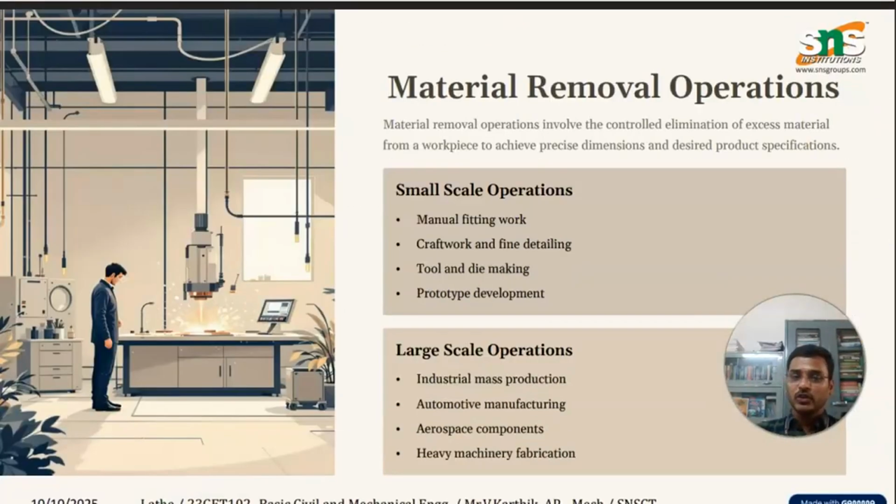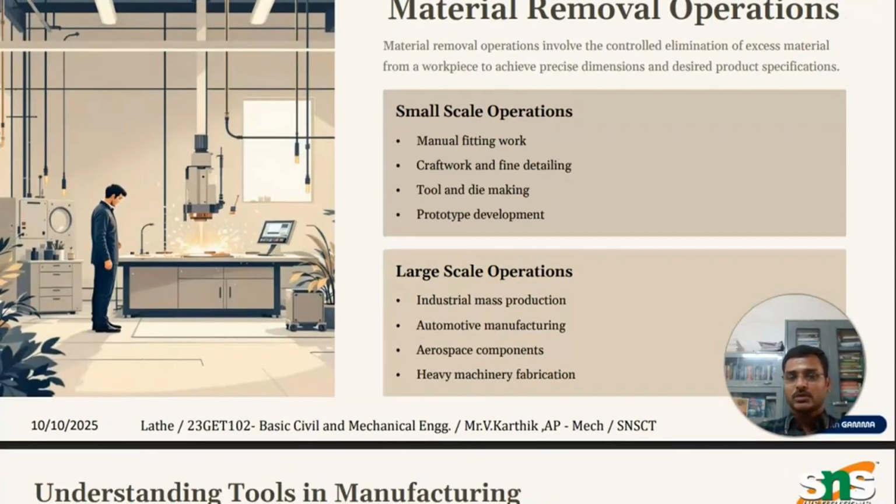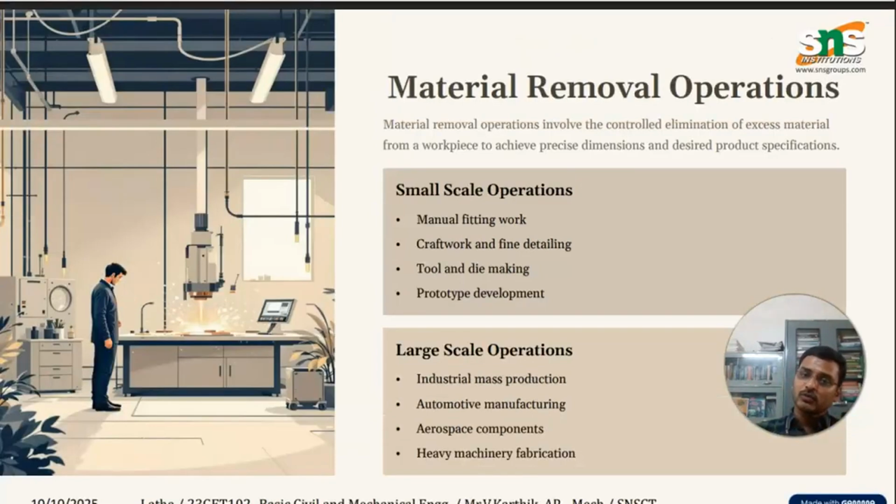Next one is the material removing operations. We have the types of material removing processes: small scale removing operations and large scale. The material removal operations involve the controlled elimination of excess material from the workpiece to achieve precise dimensions and desired product positions.